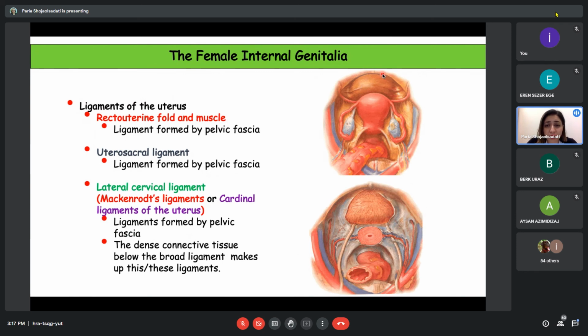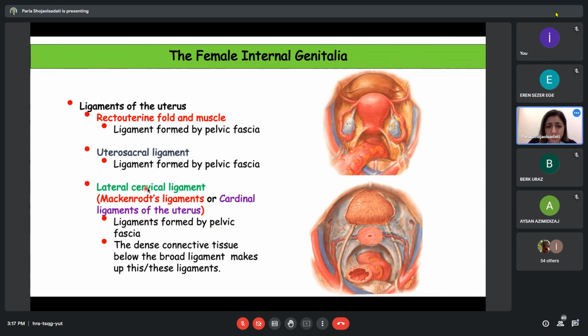We have a rectouterine fold. You can see it in here. Some fold in there. You can see in there. We have a uterosacral ligament inside this fold. These two structures are named the uterosacral ligament. The details about the ligament are not important for you. I'd like you to know the name of the ligament.